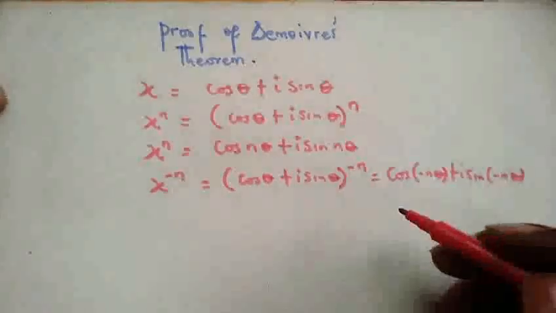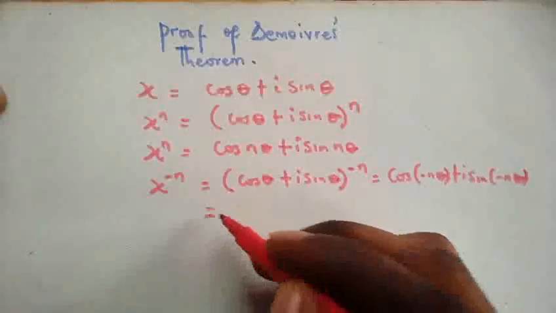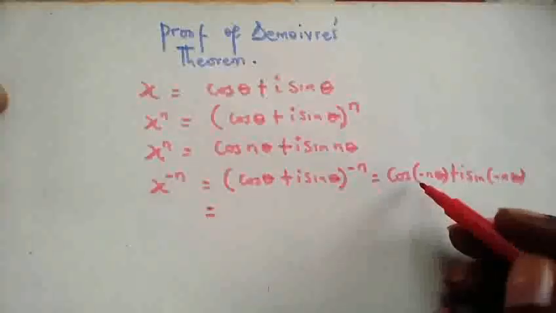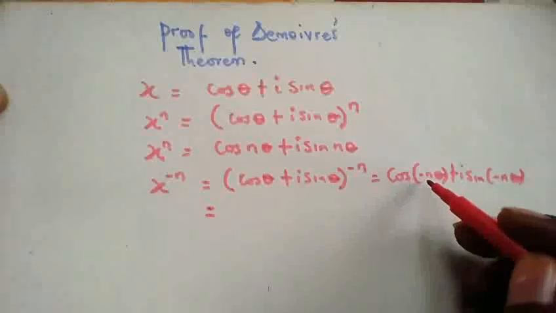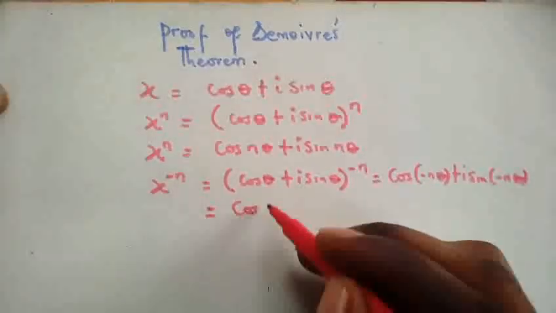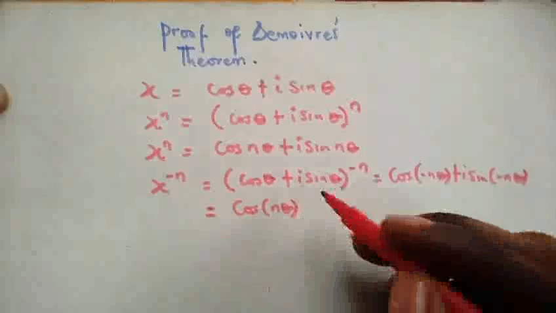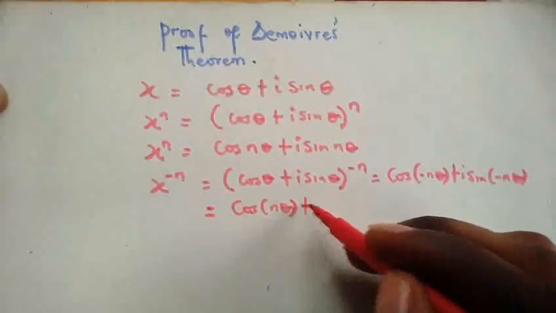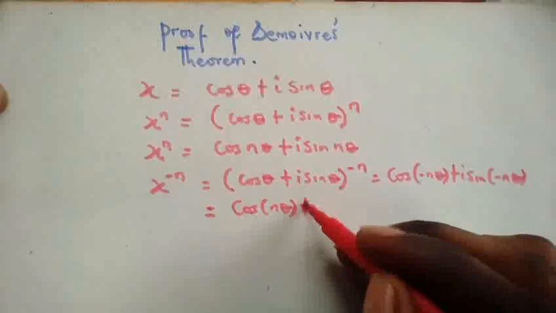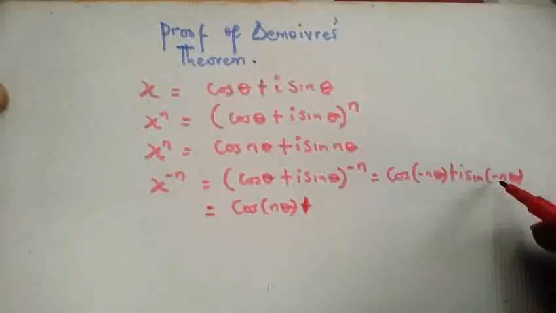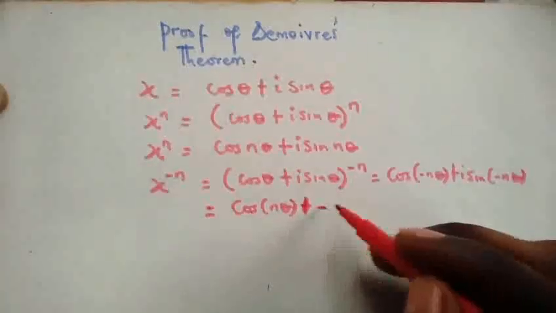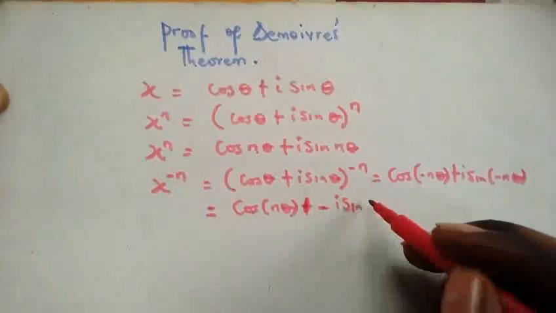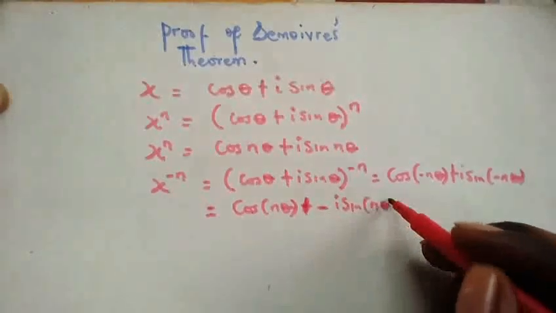Now recall that the cosine function is an even function, so cos of negative n theta is the same as cos of n theta, plus the sine function is an odd function. So sine of negative n theta will be what? Minus i sine of n theta.